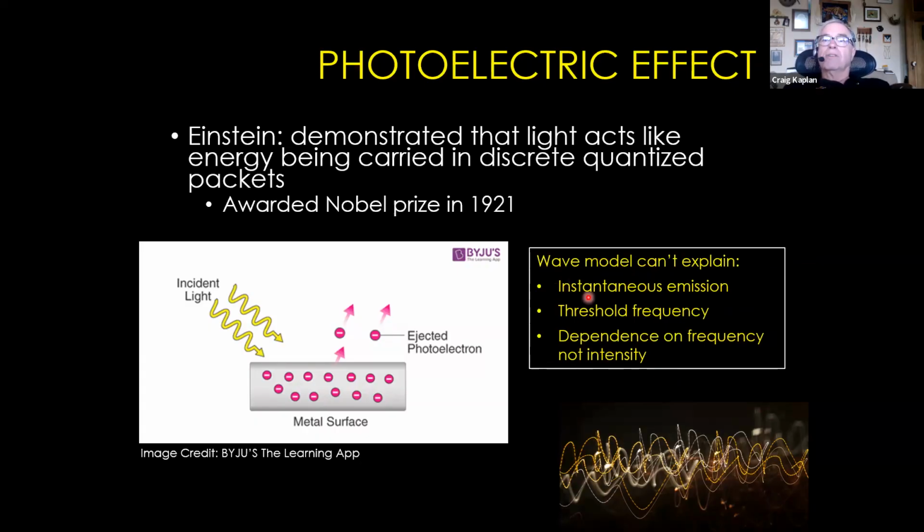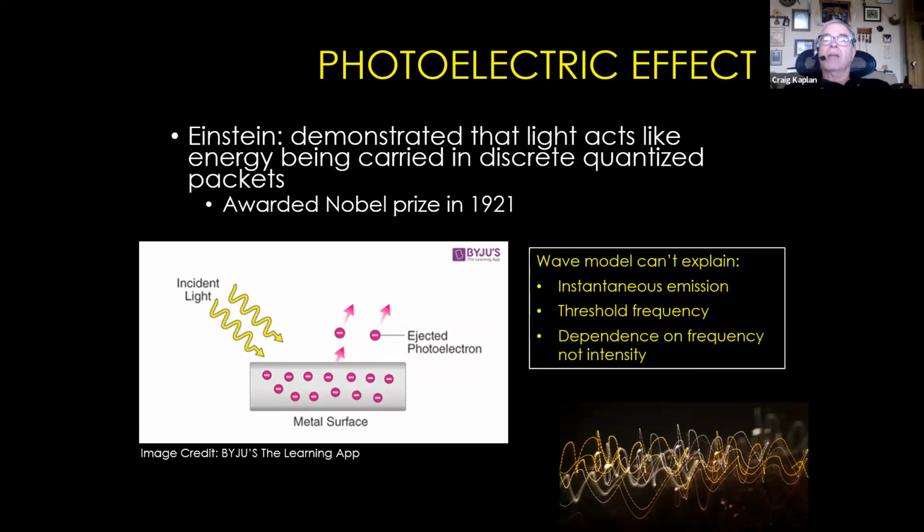First of all, instantaneous emission. Electrons are ejected almost as soon as the light hits it. And in wave theory, with the wave hitting the piece of metal, energy would need time to spread out and build up before an electron could be ejected. And the fact that the electron is ejected almost as soon as the light hits it says that the light is a single particle that transfers all of its energy instantaneously to some electron, which is then ejected. Again, consistent with the particle theory of light.